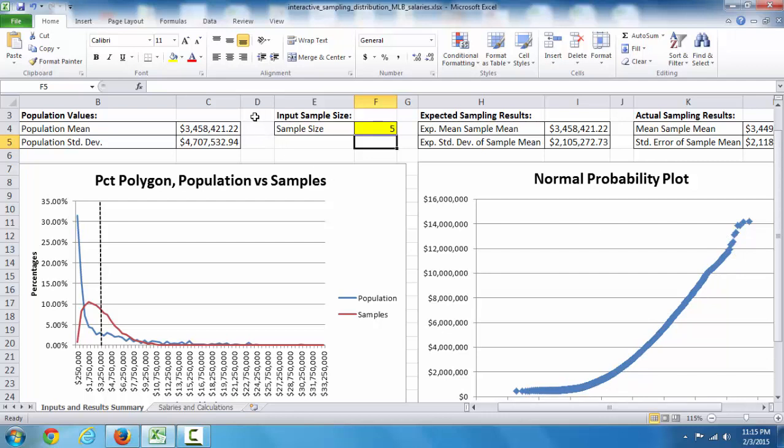Now, what's the rule with the central limit theorem? The central limit theorem says that no matter what the distribution of the underlying population, if we're taking samples of size 30 or more, the sampling distribution will tend to be approximately normally distributed. So we're just going to test that. Let's change our sample size to 10 now.